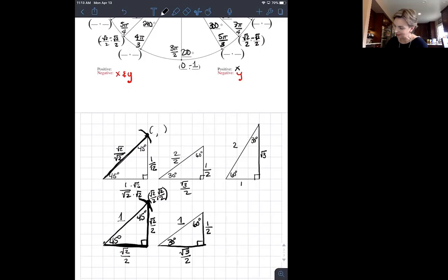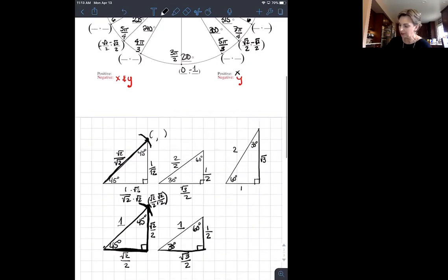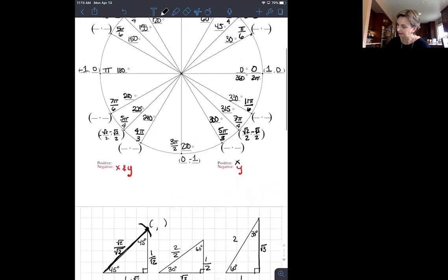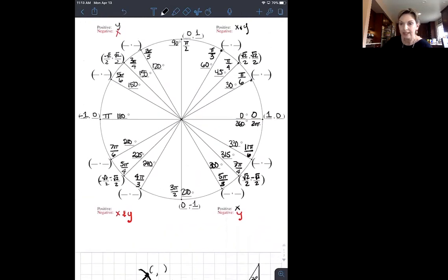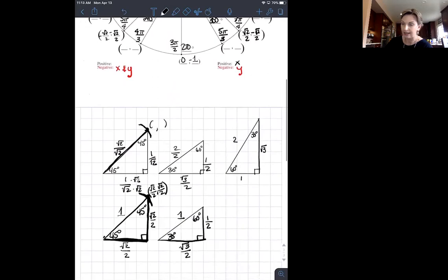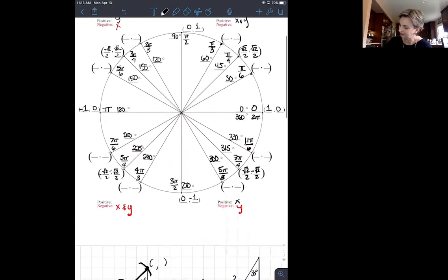Okay, so now let's go up here to our 30 degree angle. Okay, and we had, just looking again, an x of square root of 3 over 2, and a y of 1/2. Those are the coordinates of the terminal point of our 30 degree angle.